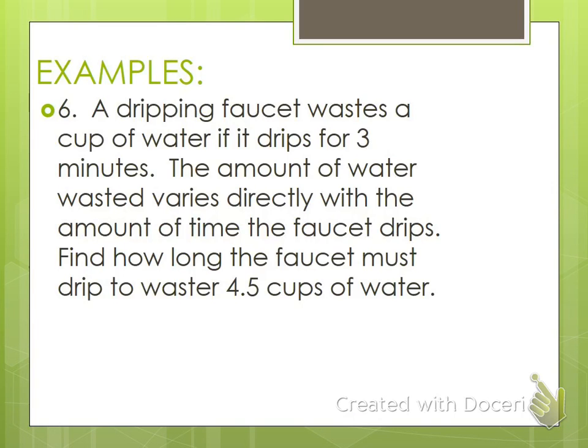A dripping faucet wastes a cup of water if it drips for 3 minutes. The amount of water wasted varies directly with the amount of time the faucet drips. Find how long the faucet must drip to waste 4.5 cups of water. So, all right, in order to do this, I think it is helpful if we make a little table. So we can consider minutes that it drips compared to cups of water that it wastes. What's the first thing they tell us, like the first line of the problem?